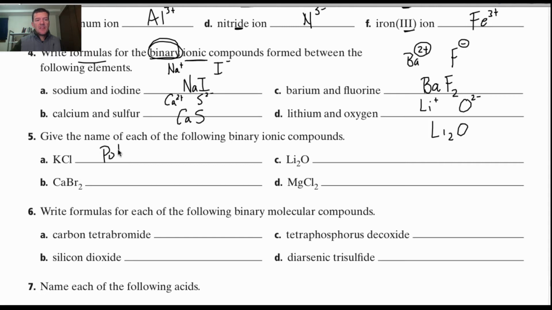This is potassium chloride. Notice the ending change. You don't need the prefixes here. Do not use prefixes for ionic compounds, metal and nonmetal. It doesn't matter. We don't need prefixes because we already know how many of each based upon the ion charges and the ratio that they must come together in to make a neutral compound.